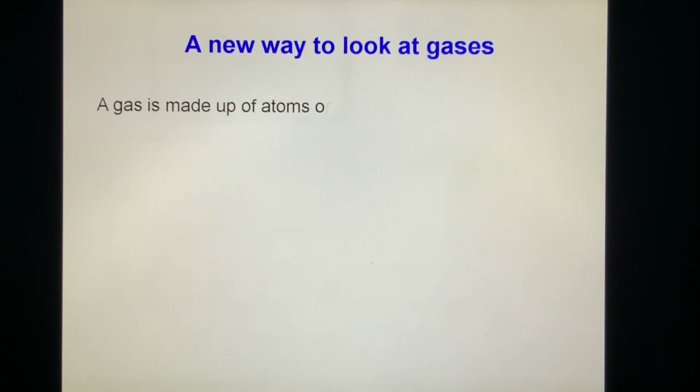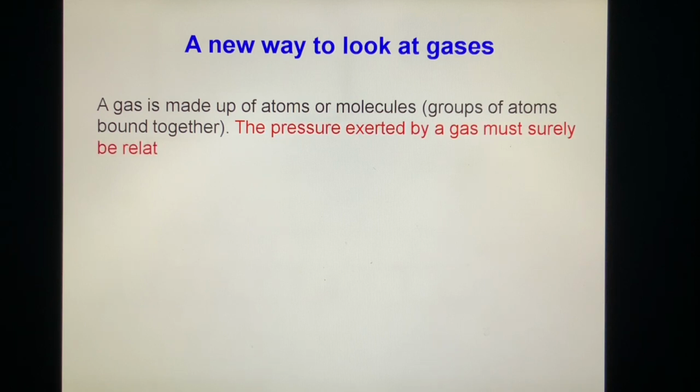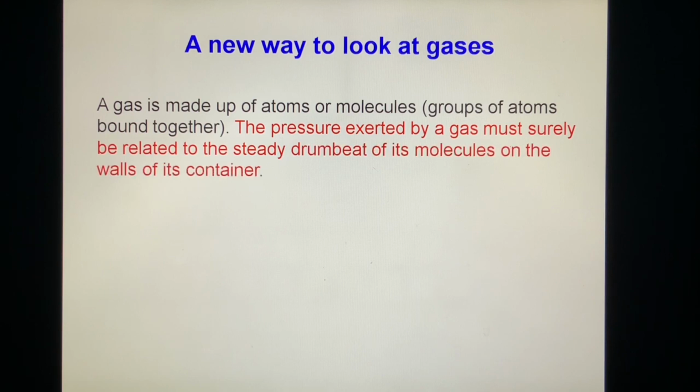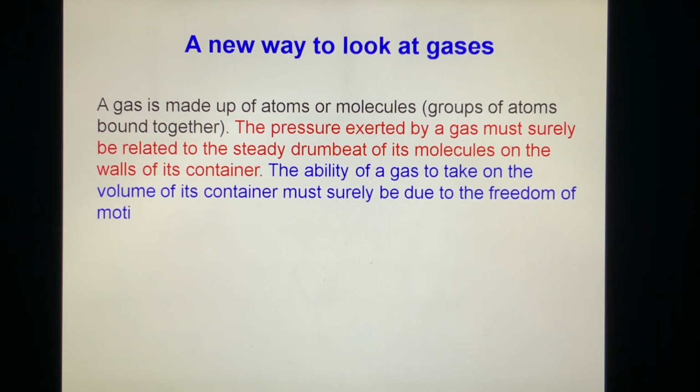A gas is made up of atoms and molecules, groups of atoms bound together. The pressure exerted by a gas must surely be related to the steady drumbeat of its molecules on the walls of its container. The ability of a gas to take on the volume of its container must surely be due to the freedom of motion of its molecules.